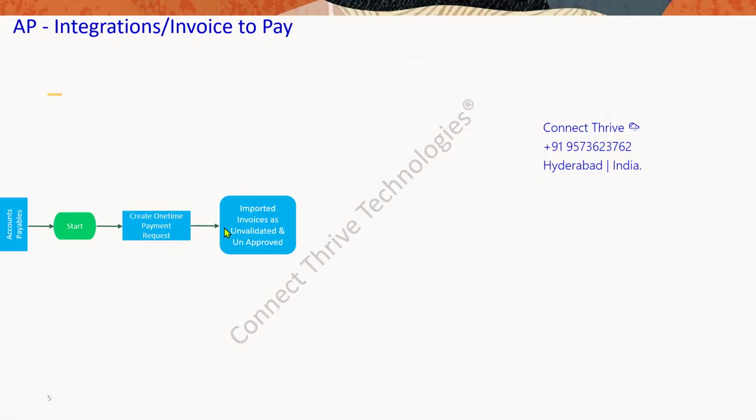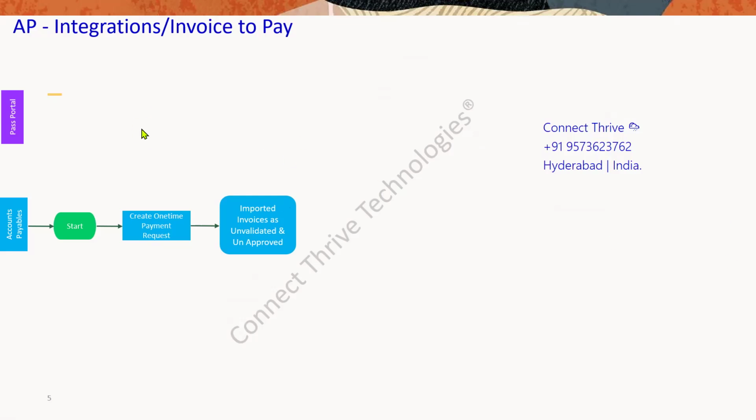Once it is imported, it comes with an unvalidated status and then an unapproved status. Apart from that, if you have any PaaS extensions, that means your organization maintains some custom forms and custom screens. The Fusion application which we are using, we mostly use in SaaS only.